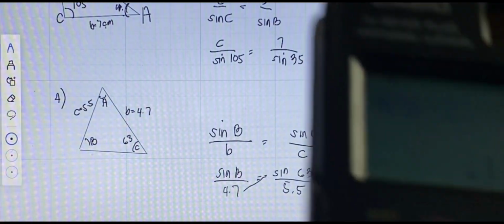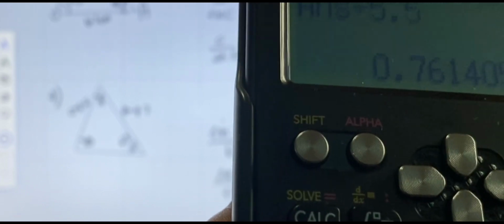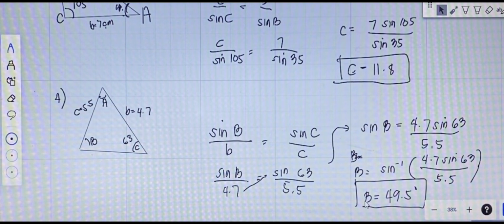Now, let's solve it like this. We have 4.7 sine 63, now let's divide it by 5.5, then shift sine of our answer, and put parenthesis. We got 49.5, or almost 50, approximately 50. So let's write it here, 49.5 degrees, and that's our angle B. Okay, easy.